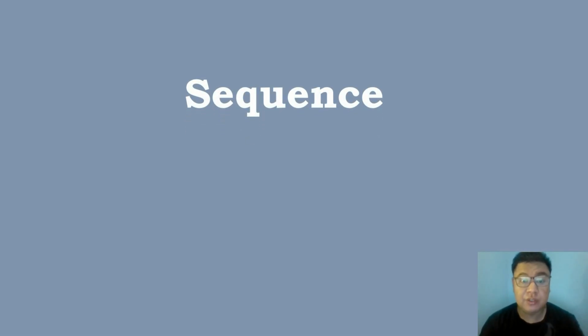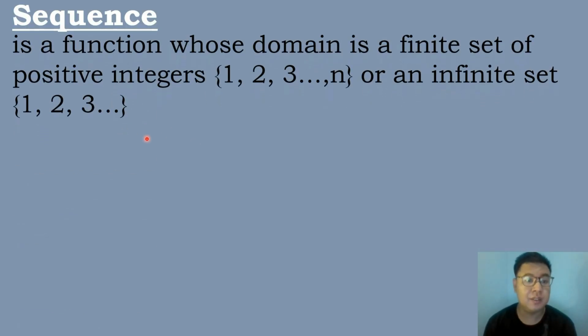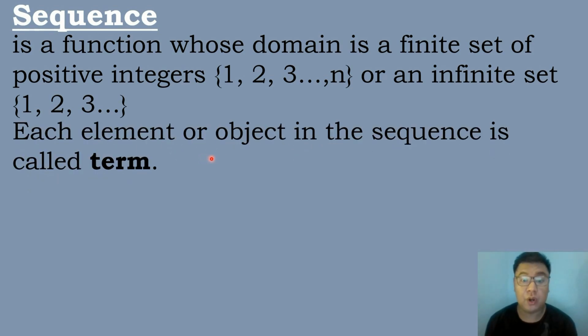In this lesson, we will be discussing all about sequence. So let us define first what is a sequence. A sequence is a function whose domain is a finite set or an infinite set of positive integers. Also, a sequence is a pattern of objects. It can be a pattern of numbers, letters, or even shapes. Each element or object in the sequence is called a term.